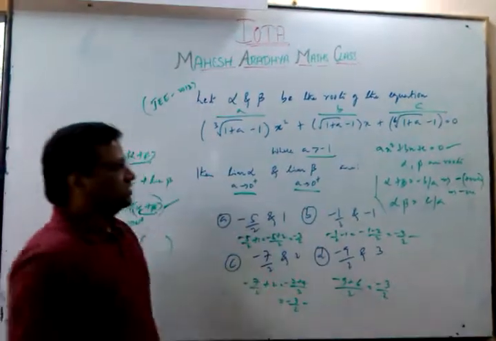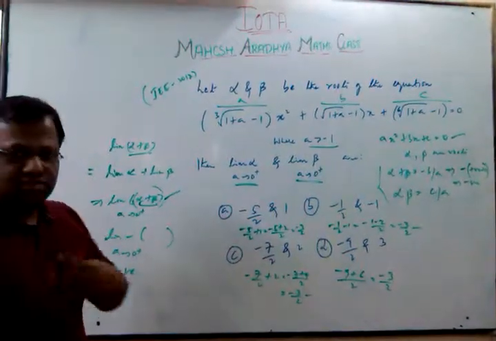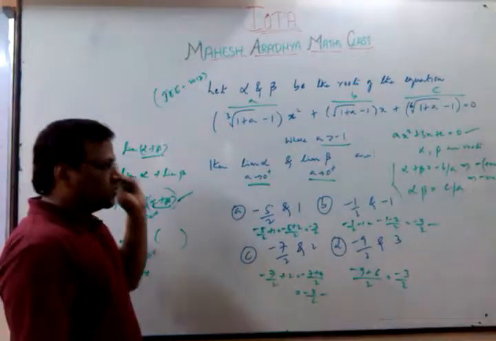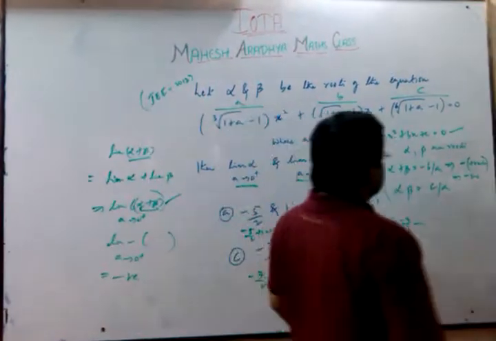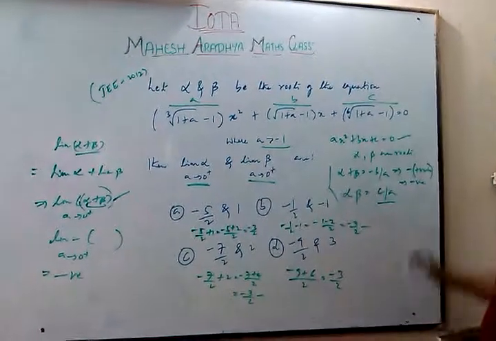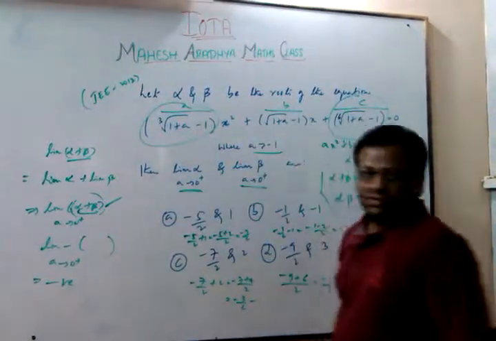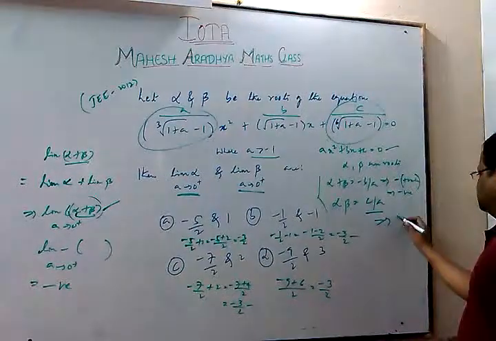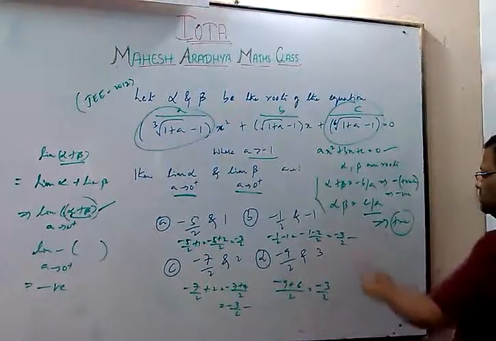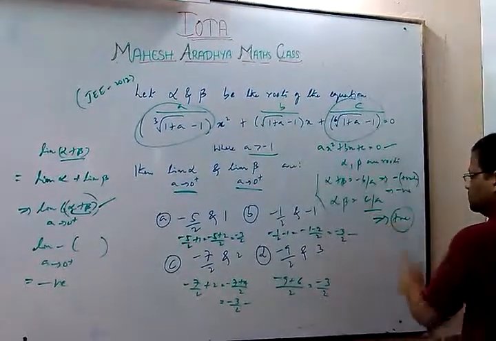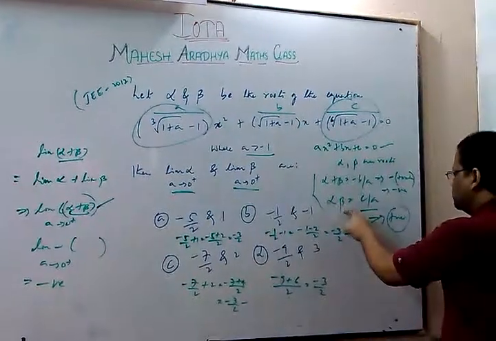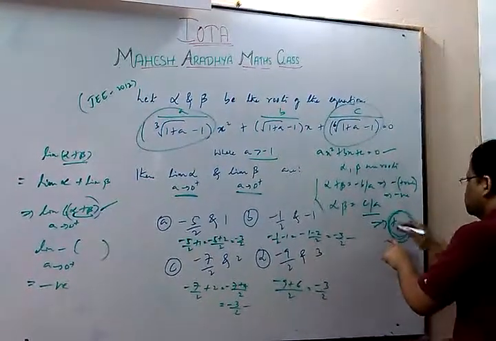So all four options can be the answer. So we did not get anything from the sum of the roots. Fine, no problem. Let's go to the product of the roots. What is the product of the roots? c by a. c is this, a is this. So c by a should be positive. That means the product of the two roots should be positive. When the limit is applied to the product of roots, I am getting a positive answer at last.